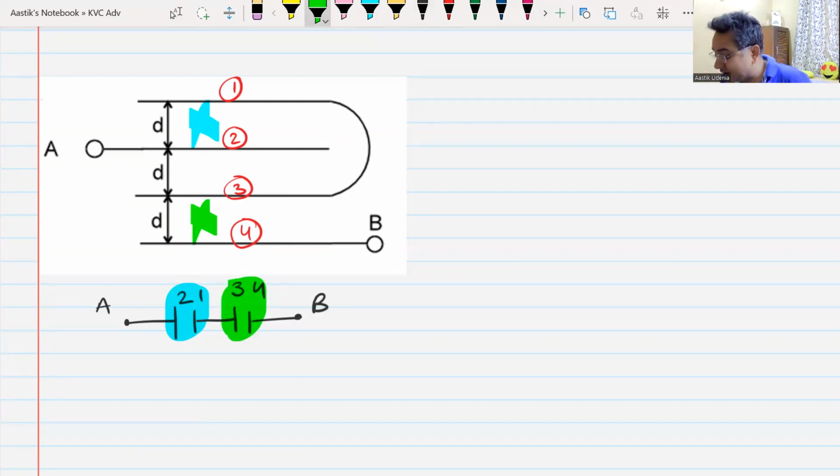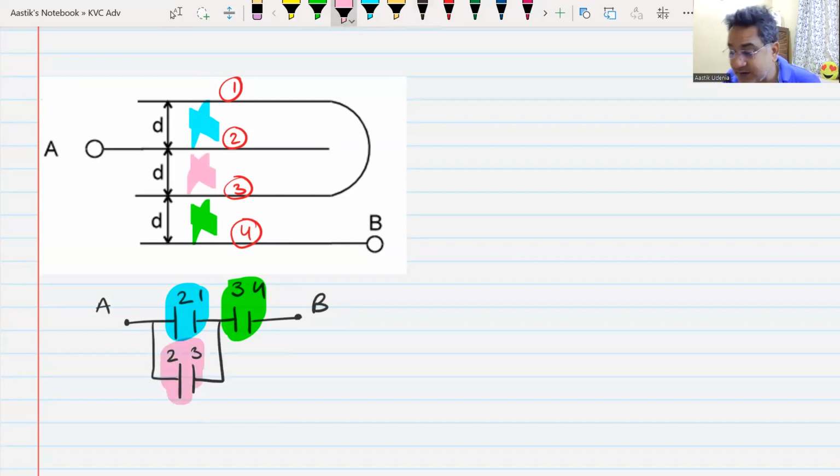The only capacitor that remains is the capacitor between 2 and 3. Let me call this the pink capacitor. 2 has to be connected to point A, and 3 has to be connected to 3 only. This is the pink capacitor. The blue capacitor and the pink capacitor are in parallel, so it becomes C plus C, 2C. 2C and C are in series, so the final answer is 2C by 3. Do we understand this?